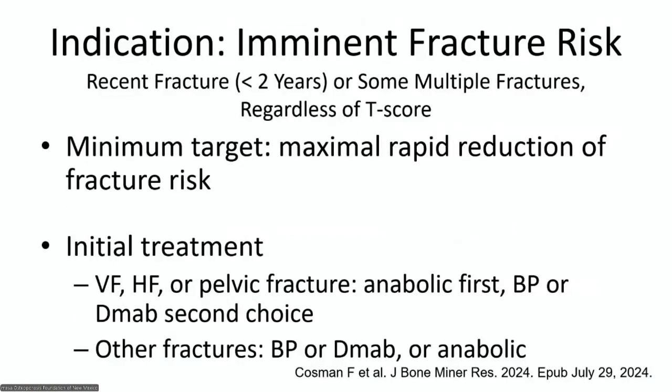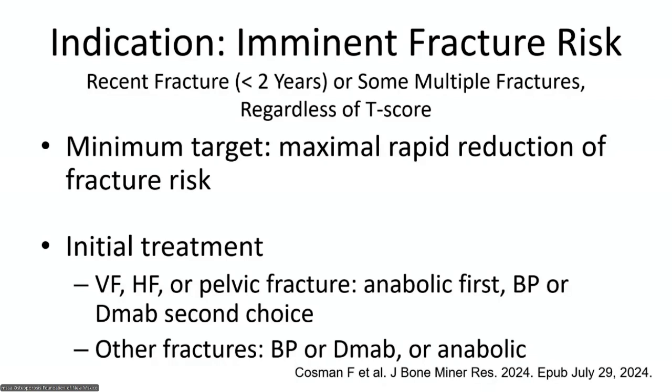Now, what if the patient is at imminent fracture risk? That is, they've had a recent fracture within the past 2 years, or multiple fractures, especially multiple major fractures, regardless of what the T-score is. So if a patient's had a recent fracture or multiple fractures, they've got osteoporosis, they're at very high fracture risk, and you want to get them started on something. So the minimum target in this case, regardless of the T-score, is maximal rapid reduction of fracture risk.